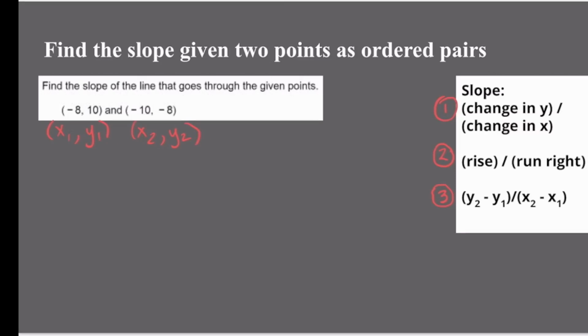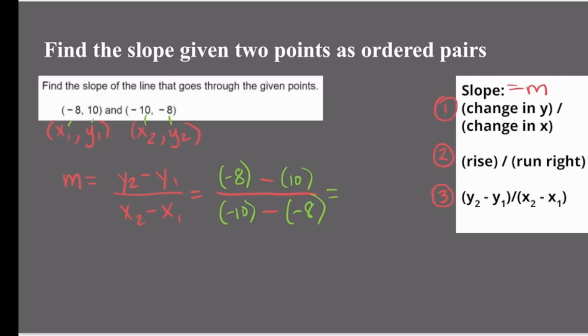So the slope we write as m. So we can write our formula, m equals y2 minus y1 divided by x2 minus x1. And now we can start plugging in our numbers. I always use parentheses. So y2 is -8 minus y1, which is 10. x2 is -10, and x1 is -8.